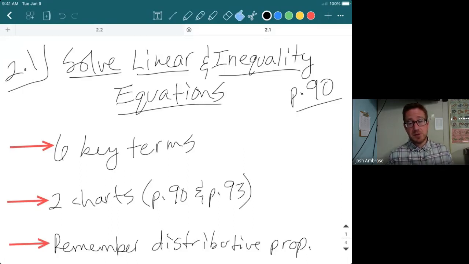All right, Algebra 2. Welcome back to another amazing chapter in math. Sweet. All right, we're starting Chapter 2, Section 1 today. The title here is Solve Linear and Inequality Equations.